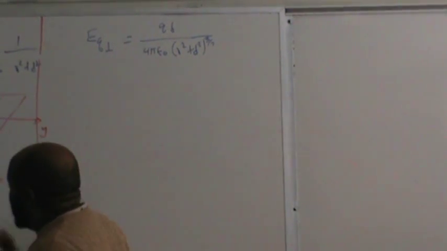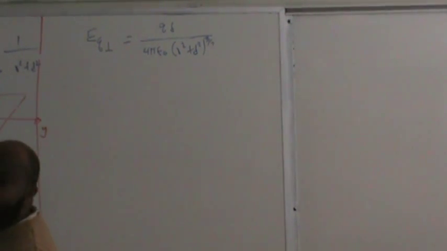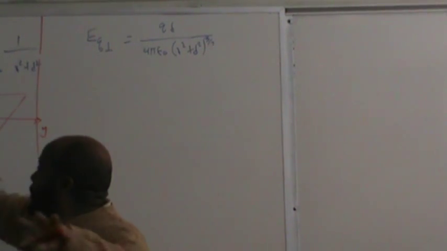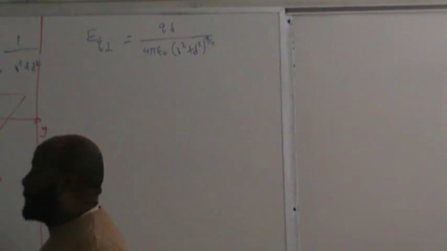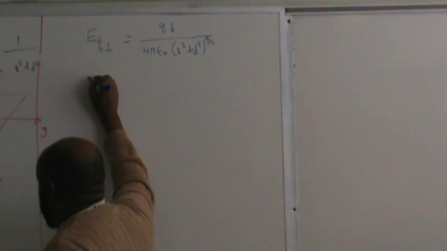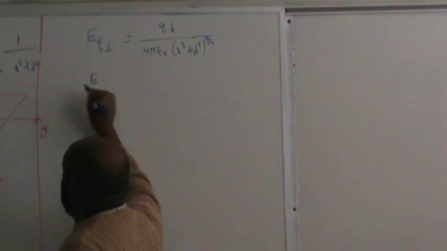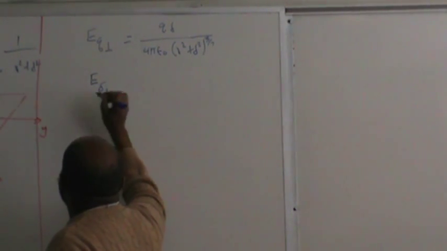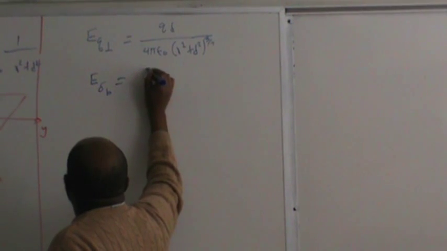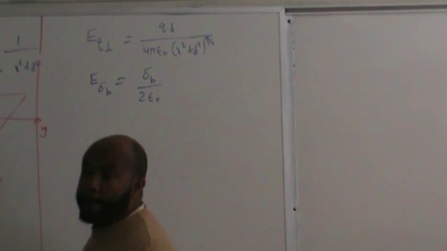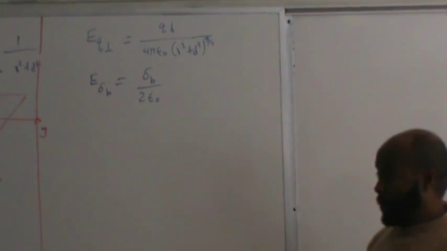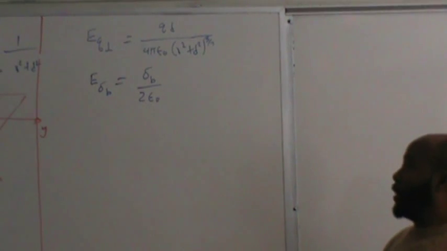And if I assume that the surface charge density here is sigma b, then how can I express the electric field magnitude due to this infinite surface charge density sigma b, from what we discussed in the previous chapters? Yes. So E sigma b is going to be sigma b over 2 epsilon. Yes, remember there is a factor of 2; if you apply Gauss's law, you can be sure.